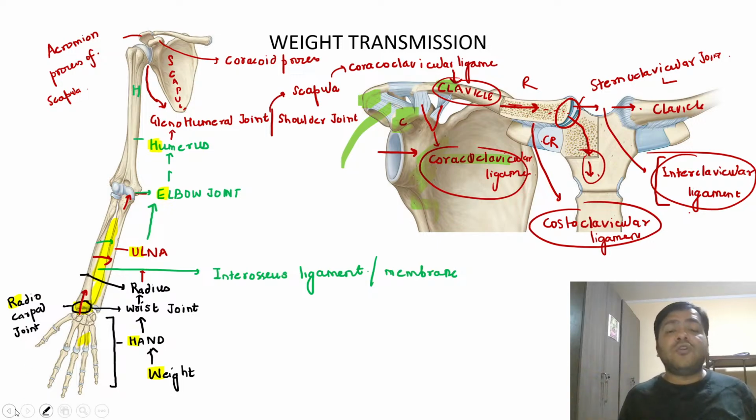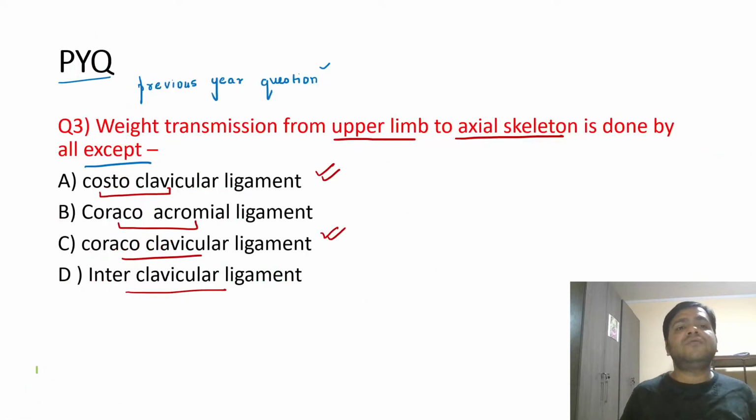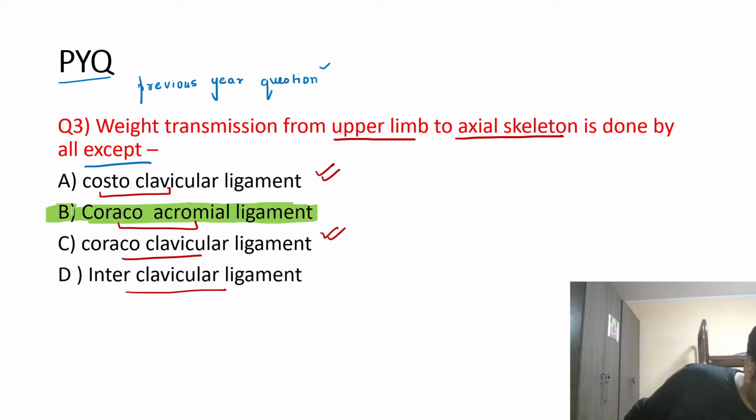The coracoid process and acromion are both parts of the scapula only, so the weight will be interchanged within the scapula only. So the answer here is the coracoacromial ligament. It does not help in the weight transmission from the upper limb to the axial skeleton.